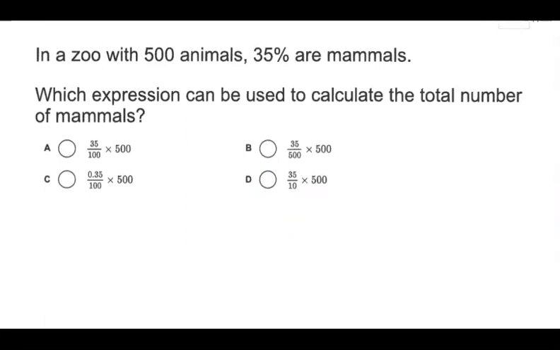Now, in a zoo with 500 animals, well, that's a nice round number, 35% are mammals. So 35% out of the 500, so not half of them, not 250, less than that. Which expression can be used to calculate the total number of mammals? They're not asking how many are not mammals, they're asking how many are mammals. 35% is 35 over 100. So we're going to look for 35 over 100, which is this one. Then we're going to multiply that by 500. So that's obviously the answer: 35 over 100 times 500. That would have to be the one in this situation.